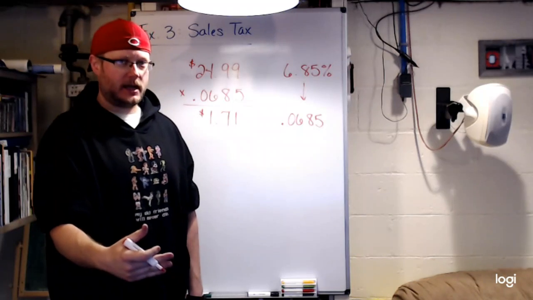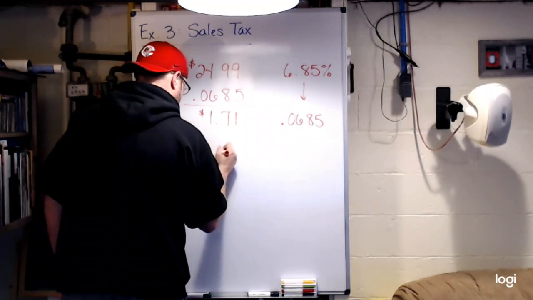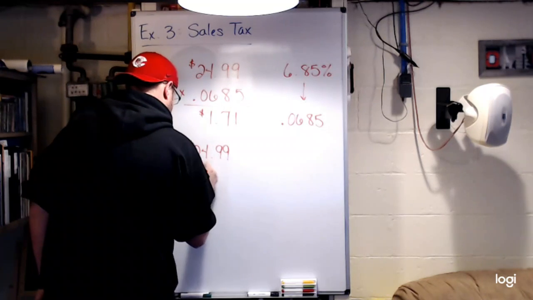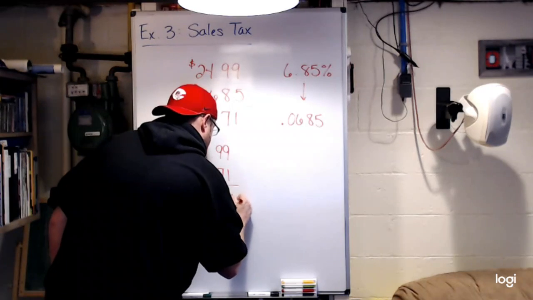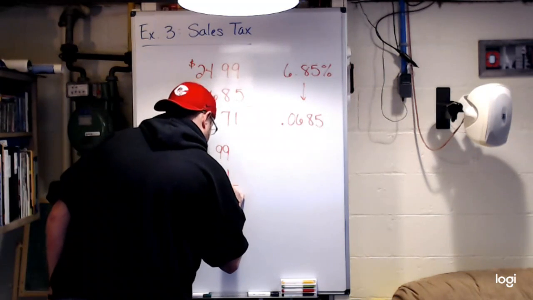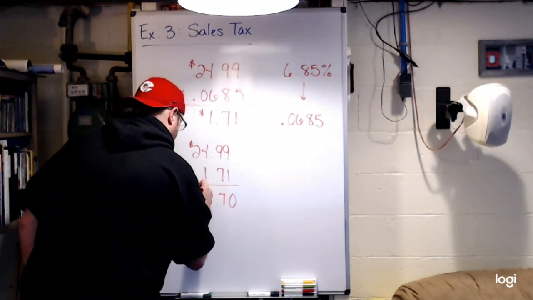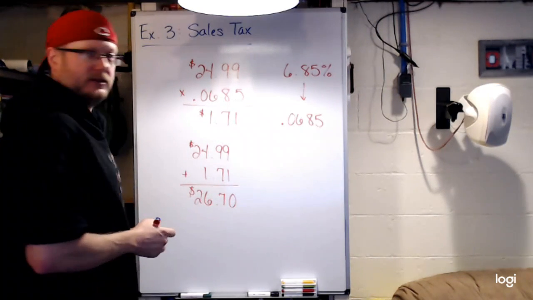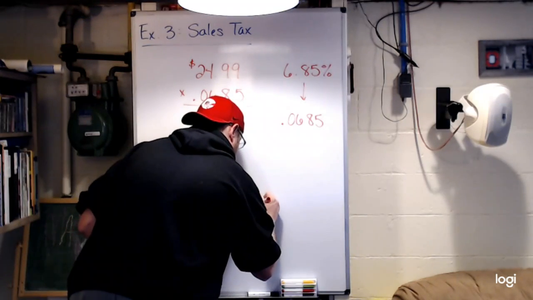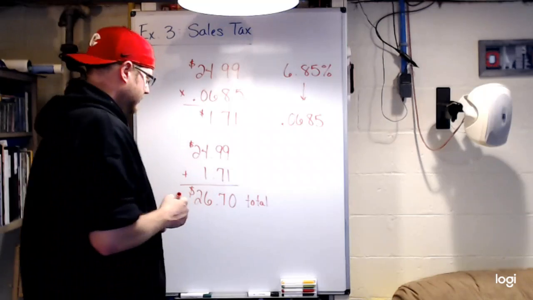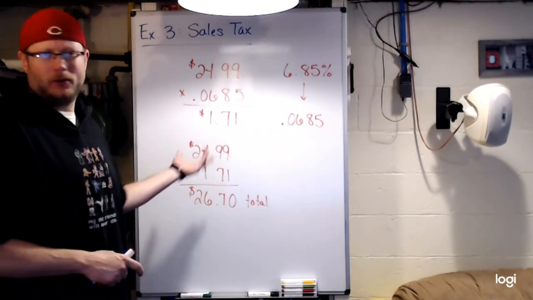You're paying the tax. So you take the $24.99 plus $1.71. What is that going to give us? That's going to give us $26.70. So, and that's your total. So if you go out to Best Buy or someplace and you're buying a new movie or something, that's kind of what you're going to pay.